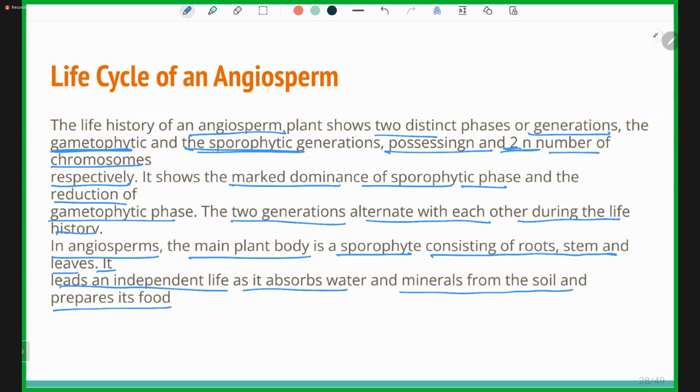So, in angiosperms, the main plant body is a sporophyte, consisting of root, stem, and leaf, and it leads an independent life as it absorbs water and minerals from the soil and prepares its food. Whereas the gametophytic plant body will be dependent on the sporophytic one.